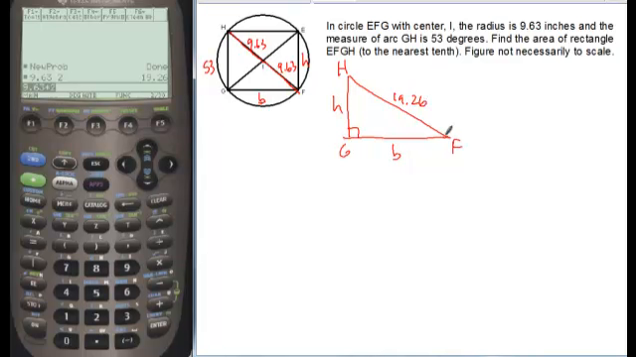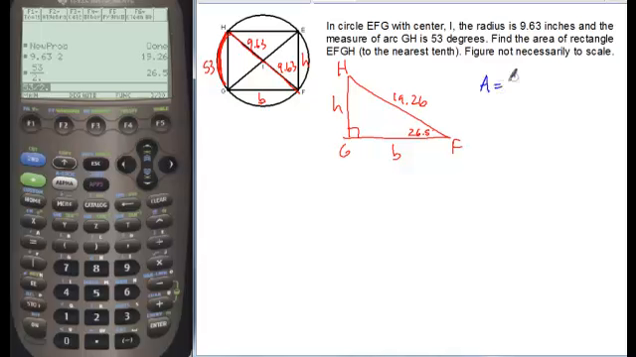And we know that this angle F is an inscribed angle that intercepts this arc measure of 53 degrees. So this angle is going to be half of that. So if we take 53 halves and write it in decimal form, we get 26.5 degrees. Once we have this, we now have enough information to find our base and height.